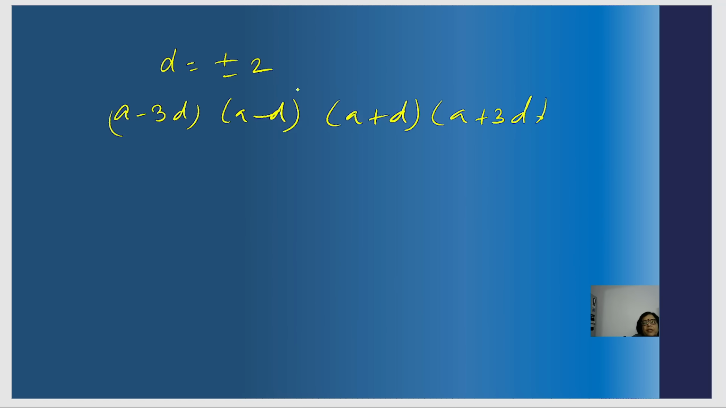So here if we take a as 8 and we write down the terms in the sequence, if we take plus 2, then this first term over here will become 8 minus 6, that is equal to 2. The second term will become 8 minus 2, that will be equal to 6. The third term will become 8 plus 2, that is equal to 10. And 8 plus 6 again, that is equal to 14. So here you see the common difference is 4 in each of these terms. Alright, the terms are 2, 6, 10, 14.